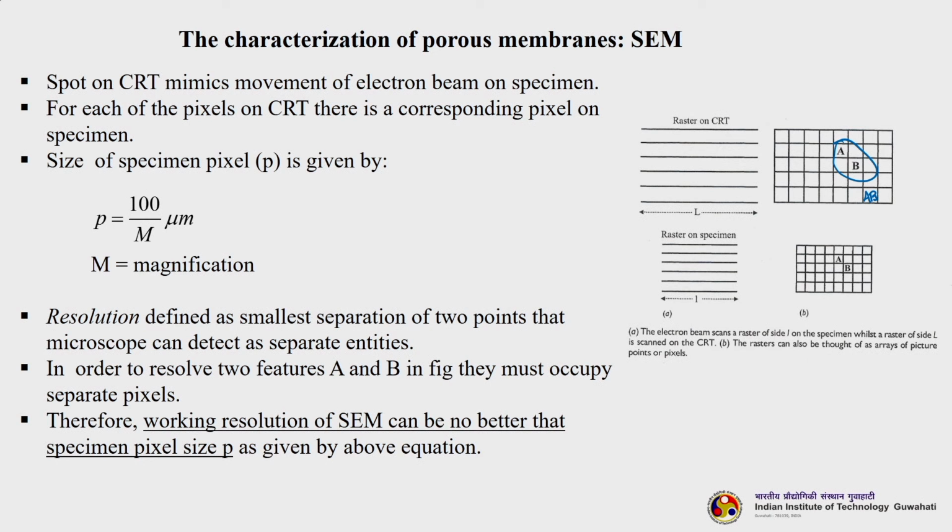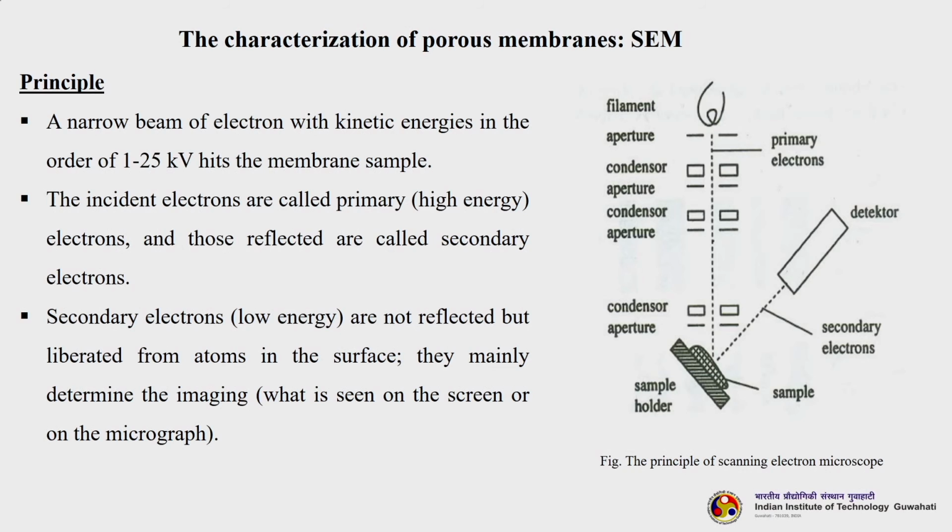So, in a quick nutshell, let us understand the principle of SEM again. A narrow beam of electrons with kinetic energy in the order of 1 to 25 kilovolt hits the sample. This is a filament source, which generates the primary electrons. Then it passes through condenser aperture 1, we have 2 condenser lenses, then it goes through another condenser aperture and finally bombards the sample. Then it generates secondary electrons as well as some BSEs. These secondary electrons are detected by the detector.